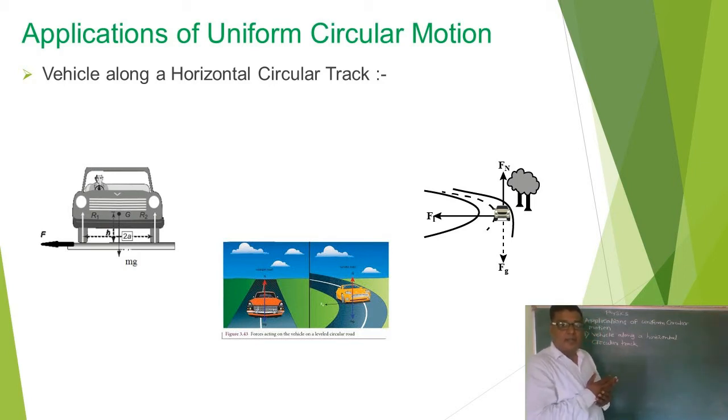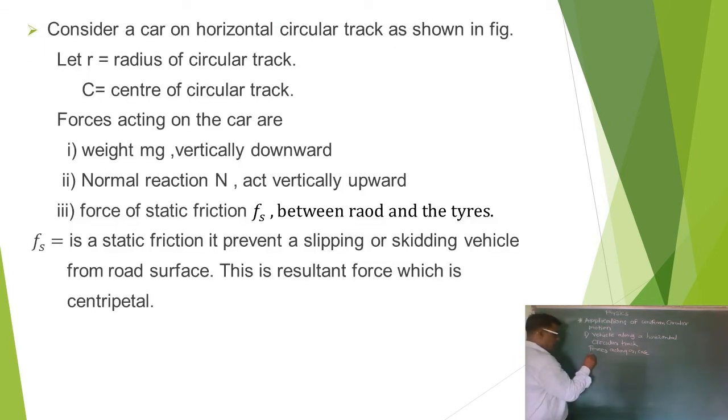Let R be the radius of the circular track and C the center of the circular track. The forces acting on the car are: first, the weight mg, acting vertically downward as shown in the figure. Then the second force acting on the car is the normal reaction N, acting vertically upward.